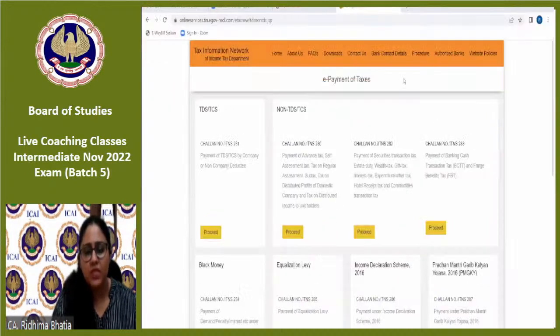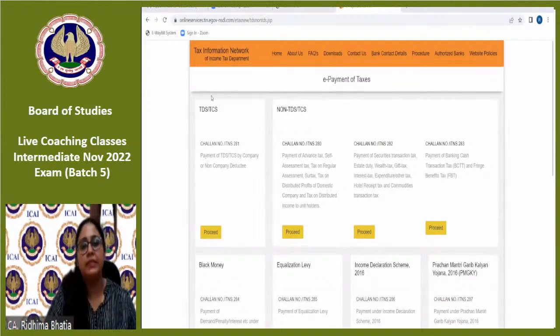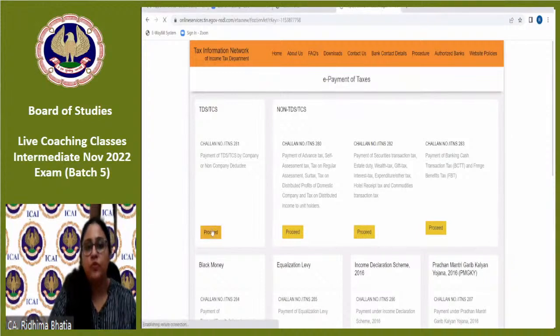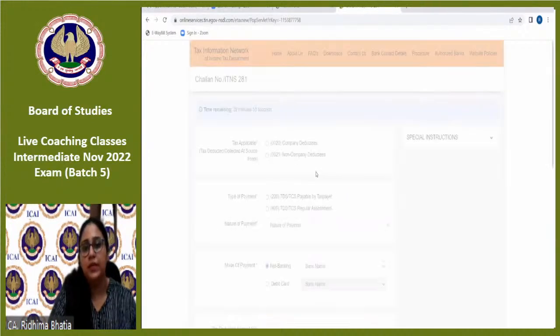So Babu has asked, though this is not for your syllabus, but yeah. He's asking which challan is used for advanced tax payment and for TDS, TCS. You go to the 10th site, and there you can also write on Google advanced tax payment or TDS payment. This is all what will appear. 281 is for payment of TDS TCS by company or non-company deductee. If you have deducted TDS or have collected TCS, you will proceed here. You just have to fulfill the details which they ask.